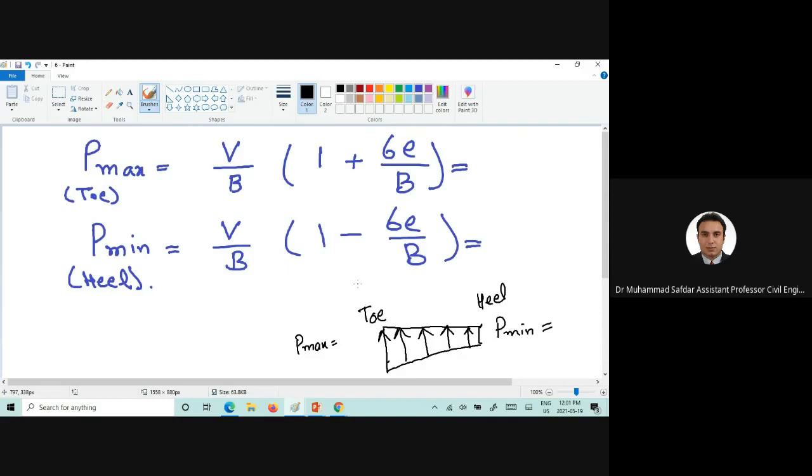So maximum bearing pressure. Use the vertical forces, width of the retaining wall, eccentricity, or the location at which the resultant is occurring from the mid portion. Use these two equations to give me the maximum base pressure and the minimum base pressure. Sir, P maximum 120.3. 120.3. Okay, 120.3. That would be in kilopascal. How about the P minimum? 19.8.